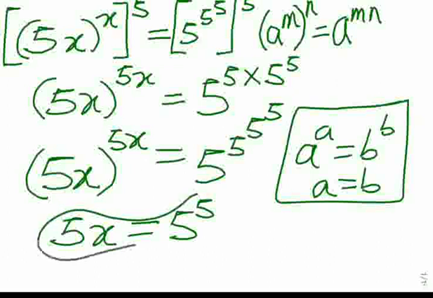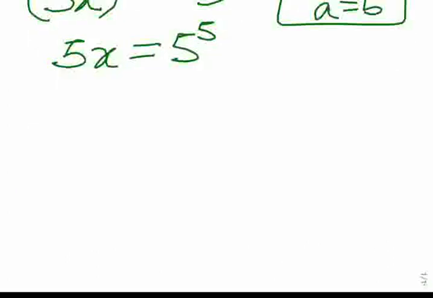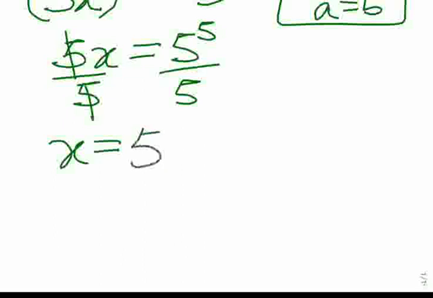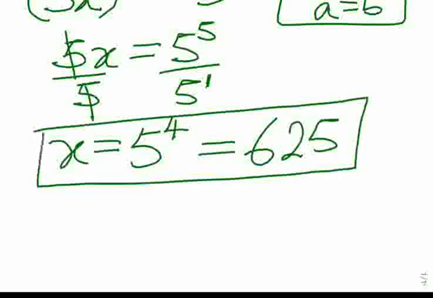How do we now solve this? In order to solve that, the next thing I'm going to do is to divide both sides by 5. Dividing both sides by 5 gives us x equals 5 raised to power 5 over this 5 raised to power 1. Let's remember the rule of indices on this. The powers subtract themselves. 5 minus 1 gives us 4. And 5 raised to power 4 is 625. So this is the solution to the question.